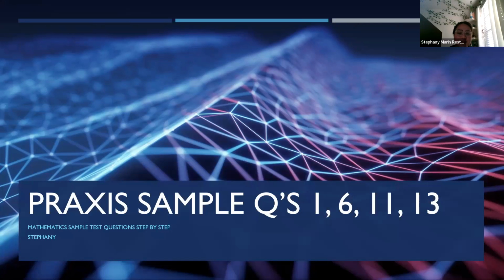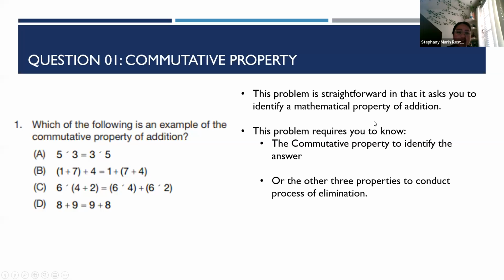Hi, everyone, and we're going to be going over next questions 1, 6, 11, and 13. So question 1 is on the commutative property. This problem is straightforward in that it asks you to specifically identify a mathematical property of addition.